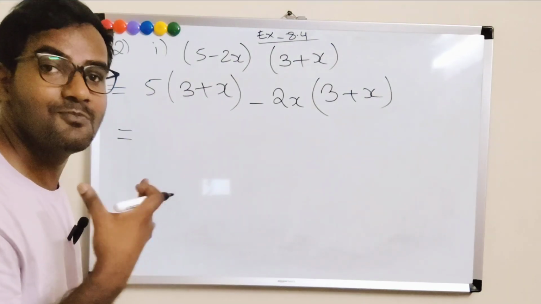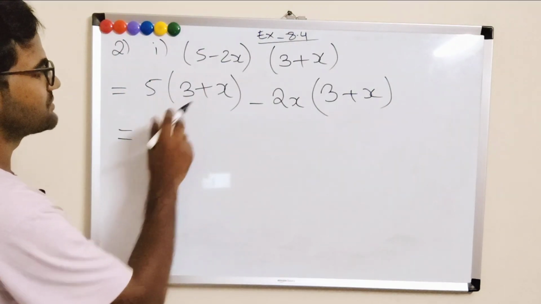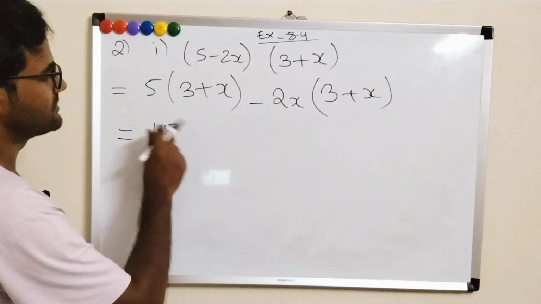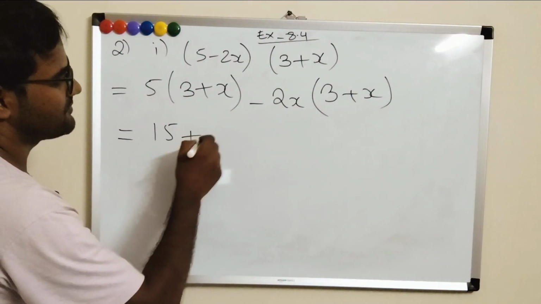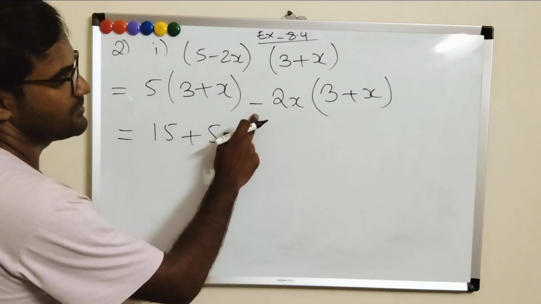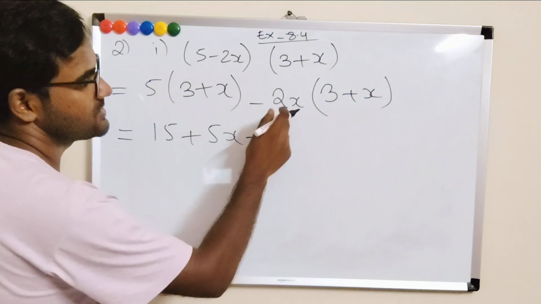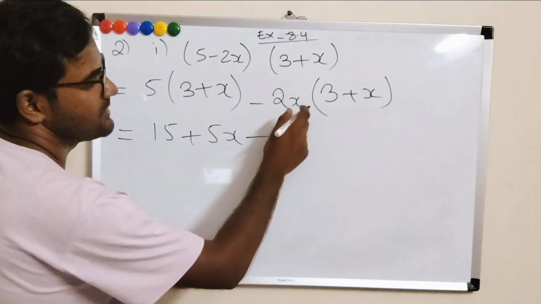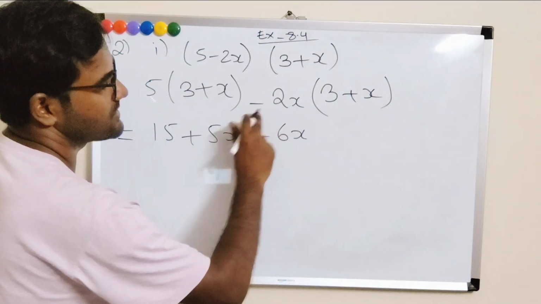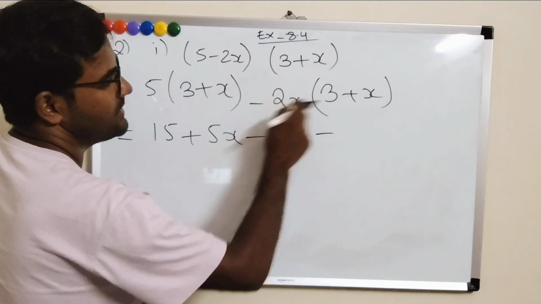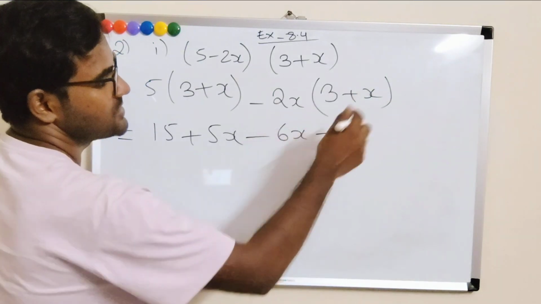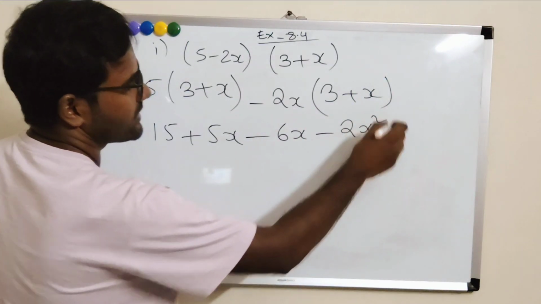Now we will multiply, right? So 5 into 3 is how much? 15. Good. 5 into x is 5x. Then minus into plus is minus. 2 into 3 is 6x, minus 6x, plus into minus is minus. Then 2x into x is 2x square, right?